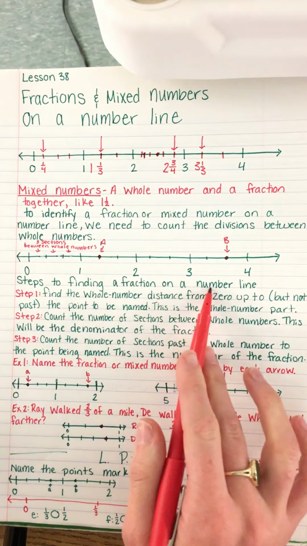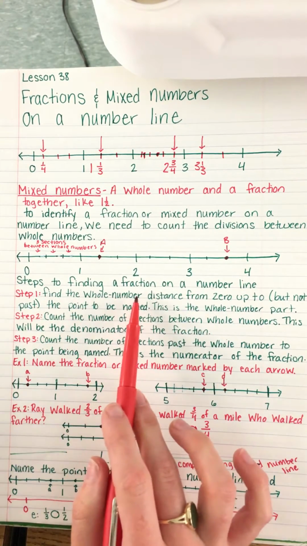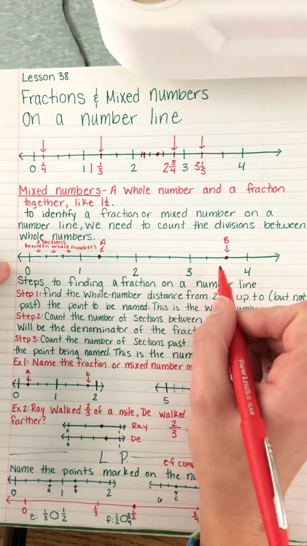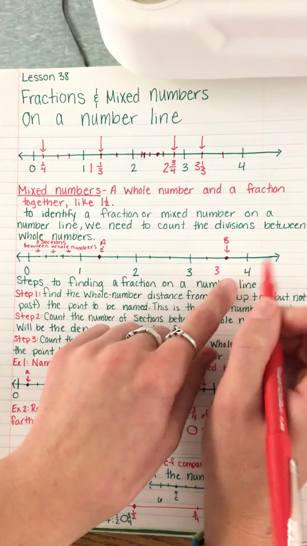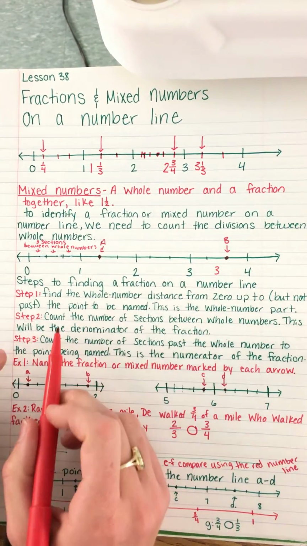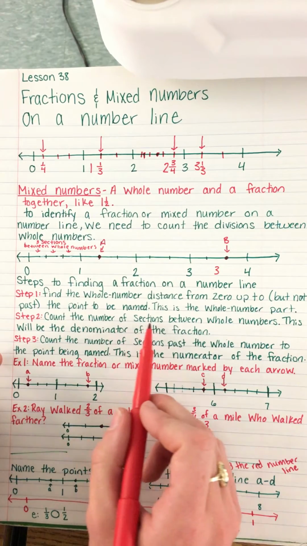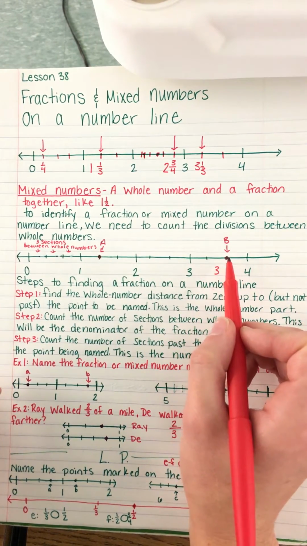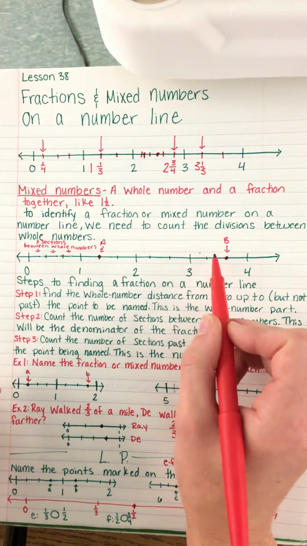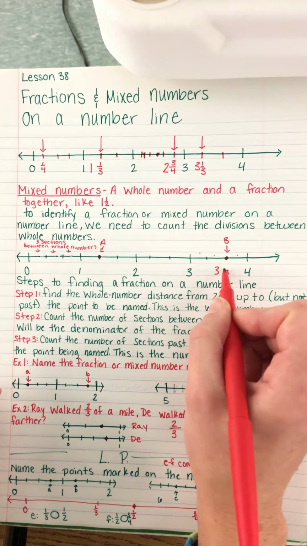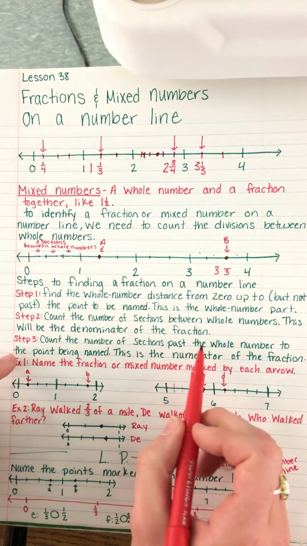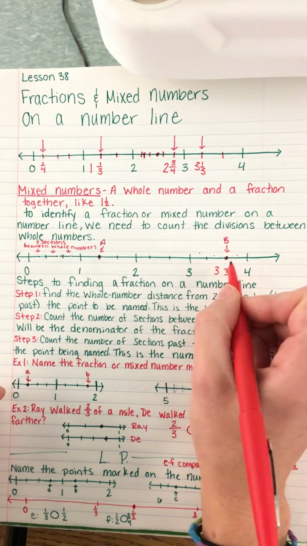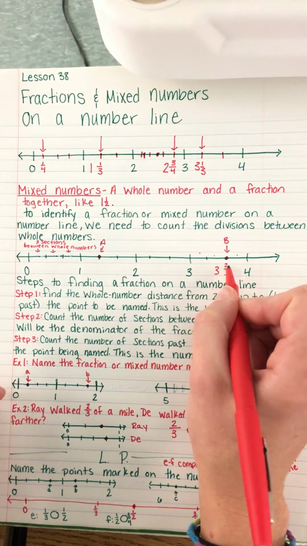Steps to finding a fraction on a number line. Step 1, find the whole number distance from 0. I'm going to start with B as the example. 3 is the whole number that it's after, but before 4, so it's still in 3. Step 2, count the number of sections between the whole numbers. This is the denominator of the fraction. So 1, 2, 3 sections. So 3 is the denominator. Then count the number of sections past the whole number to the point being named. This is the numerator. It's on section 2, so it's 3 2/3.